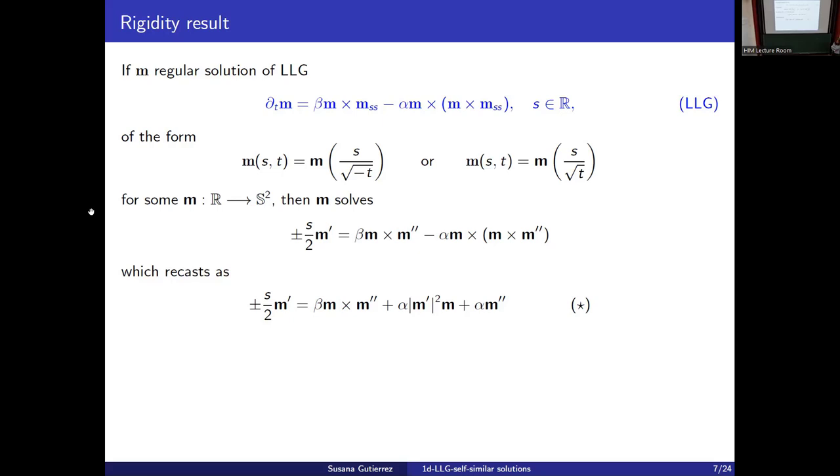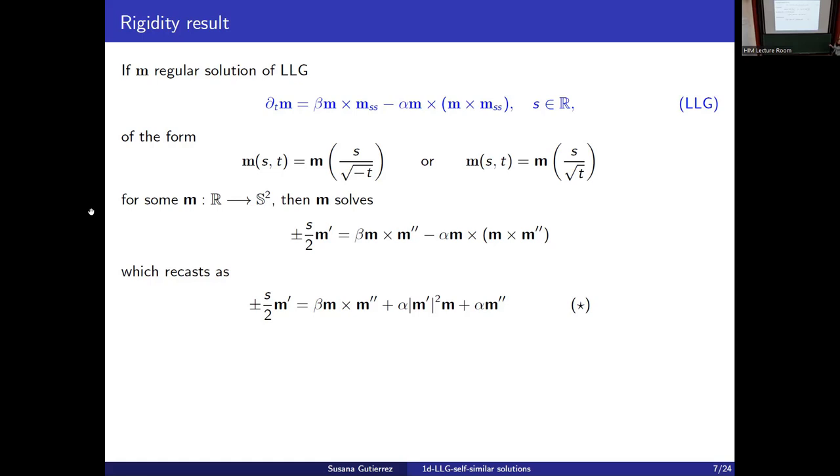And the rigidity result is the following. Assuming that we have a regular solution of our equation that is either of the linear or the standard type, for some profile M that lives in the sphere, then it's straightforward to see that the profile is the solution of this couple equation, which can be recast, by using the fact that we live on the sphere, in terms of this differential equation. So finding solutions to this equation, at least when alpha is non-zero, it's not clear whether we can find solutions of that model, and even the existence of solution is not clear.